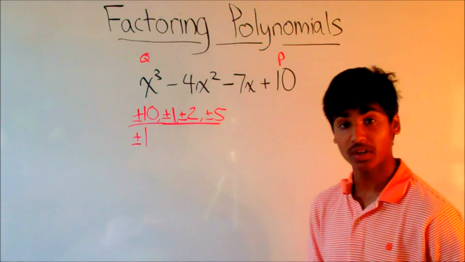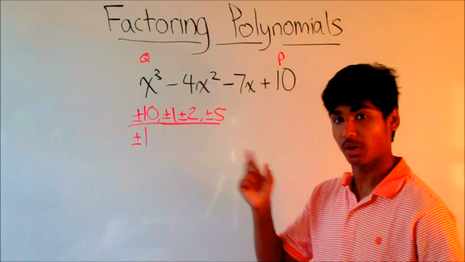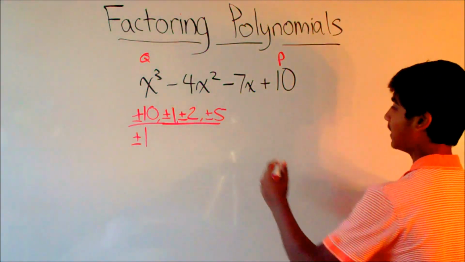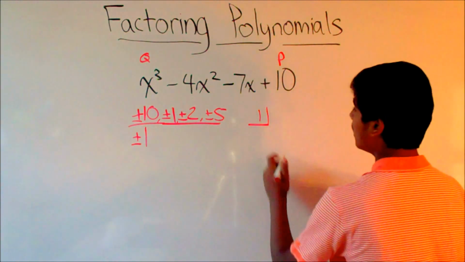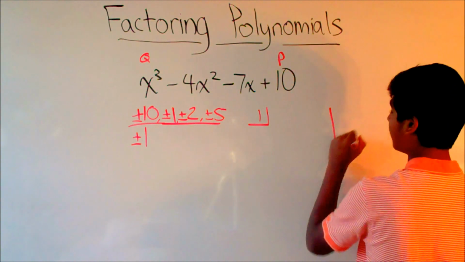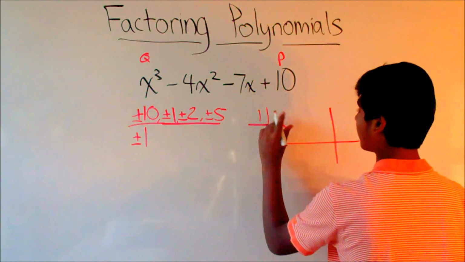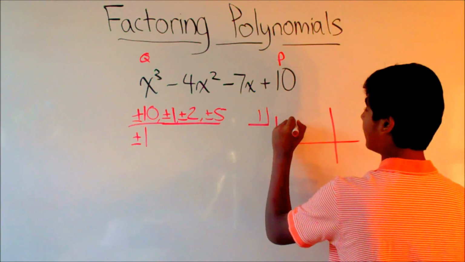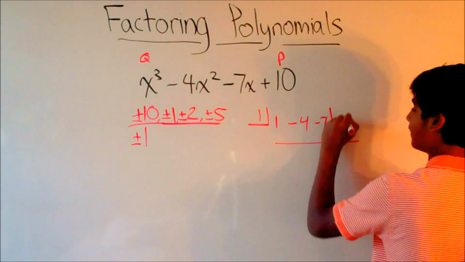So not all of them will work, but out of the 8, one of them is going to work. So let's start with 1, because 1 is the easiest. We're going to use synthetic division. So we're going to go like this, with 1 on the outside and the coefficients 1, negative 4, negative 7, and 10.